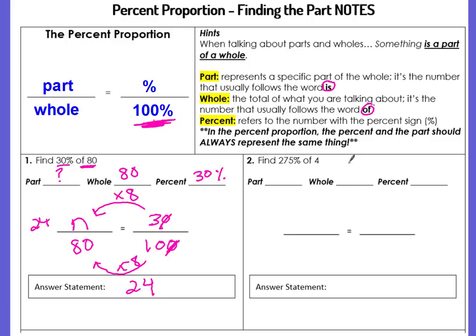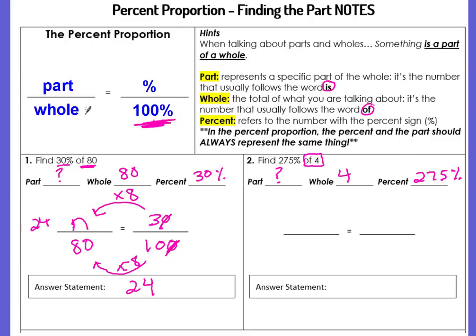Example 2, find 275% of 4. Take a look. The percent we're looking at is 275%. That's way larger than 100%, isn't it? Okay, so that means our part amount is going to be greater than the whole. So this of 4 represents our whole, and again, we're looking for the part. So the part, because the percent is greater than 100%, is going to be greater than the whole.